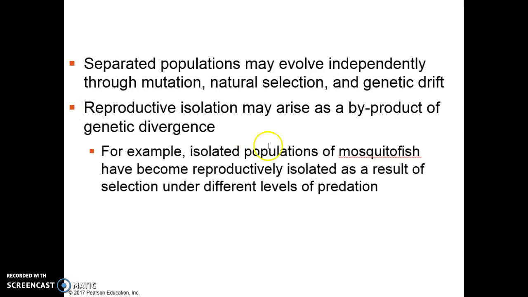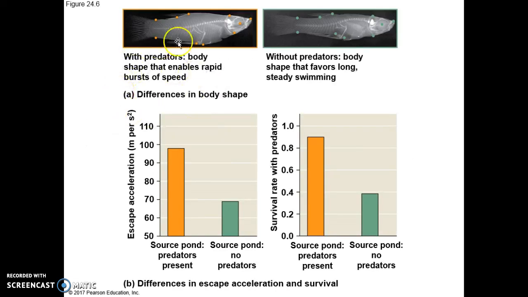So here's an example of reproductive isolation being caused by mutations, basically. There are these isolated populations of mosquito fish that now, even if you bring them together, you put them in a fish tank together, for example, they can't make babies that can make babies. So if you look in areas where there is a predator, much like we've talked about the selective pressure of sharks, there's a really good incentive to be bullet-shaped, to be hydrodynamic. Without predators, that's not an advantage. You want long, steady swimming that will help you save energy.